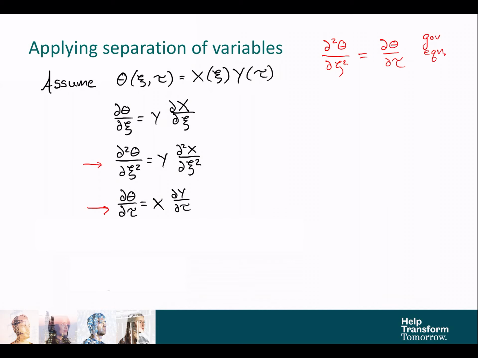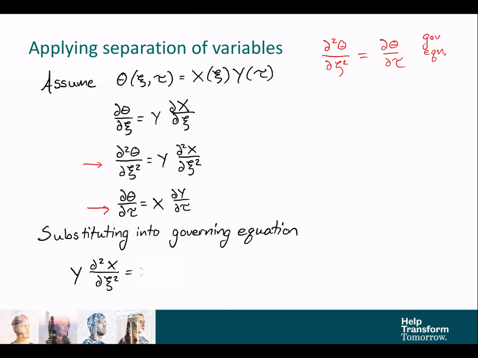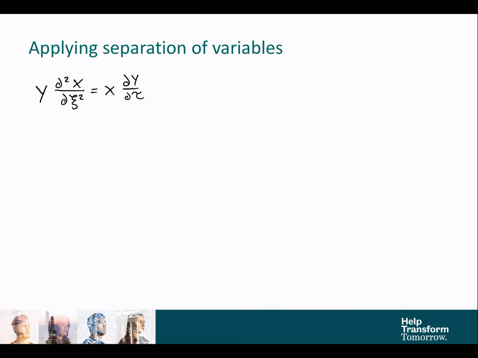And if we do that, we get an intermediate form of the equation, and we'll carry that over to the next page and then divide through by both X and Y. That brings all of the X terms over to the derivative with respect to xi, and all the Y terms are on the same side as the derivative with respect to tau. That is our separation of variables as we defined it last week.